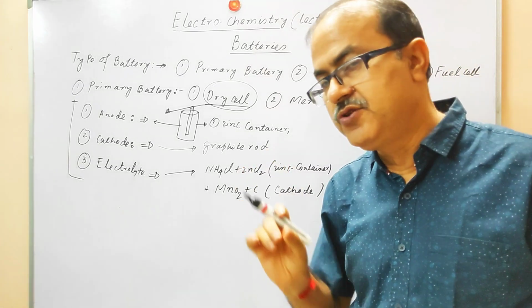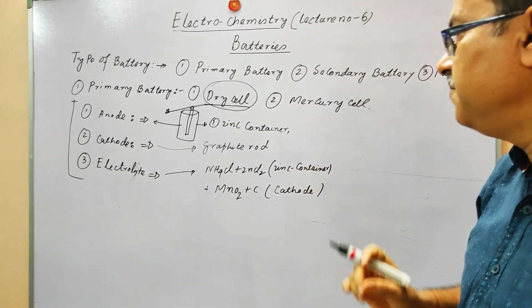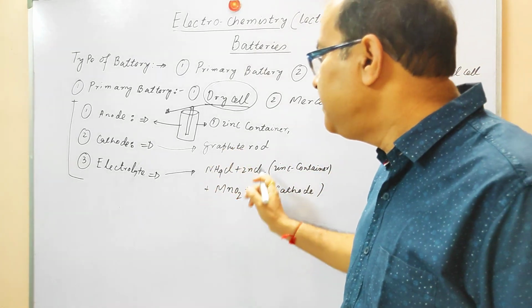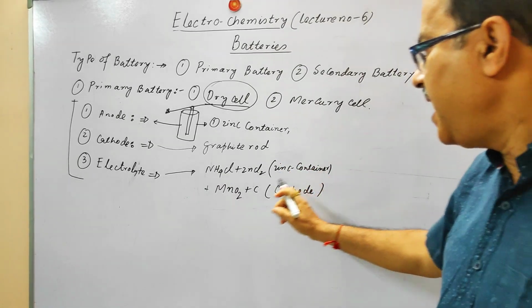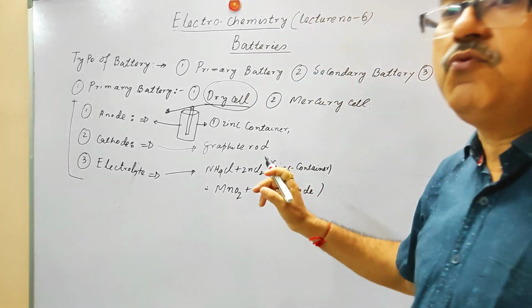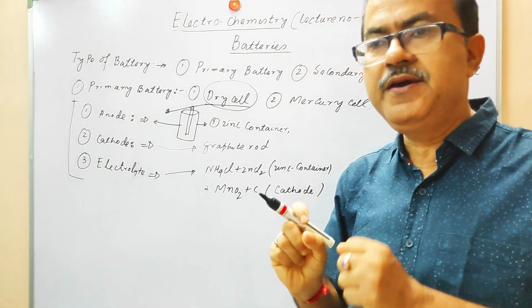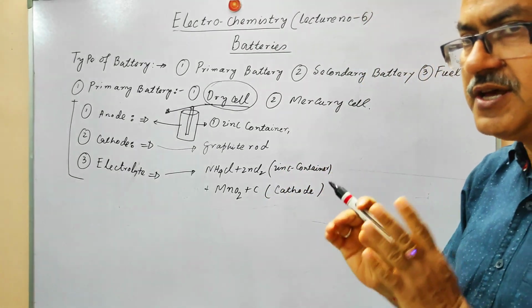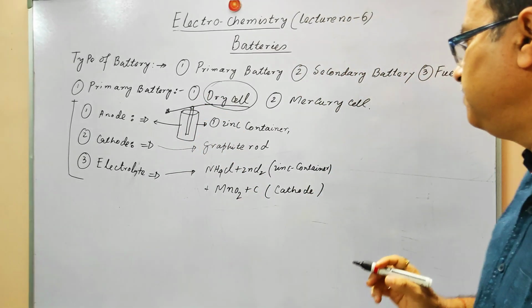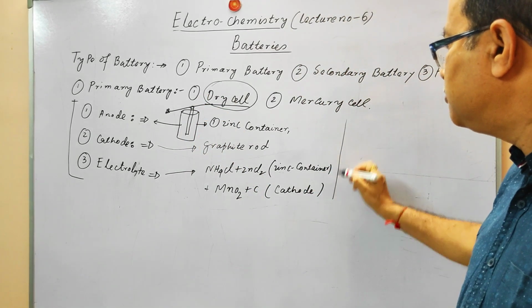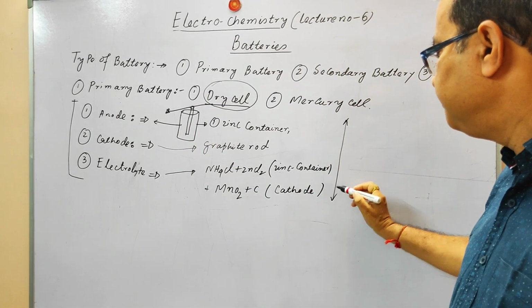It is basically a graphite rod. It acts as a cathode, and the electrolyte is ammonium chloride and zinc chloride, and MnO2 and carbon dust are also used as a paste, and it is put around the cathode rod. This is the constituent of the dry cell.